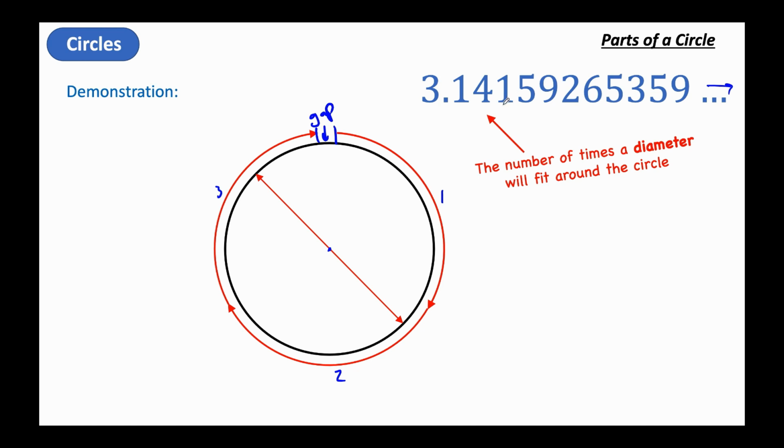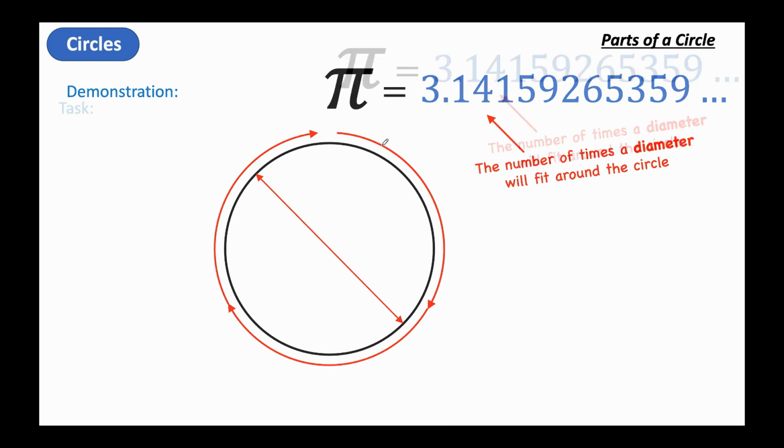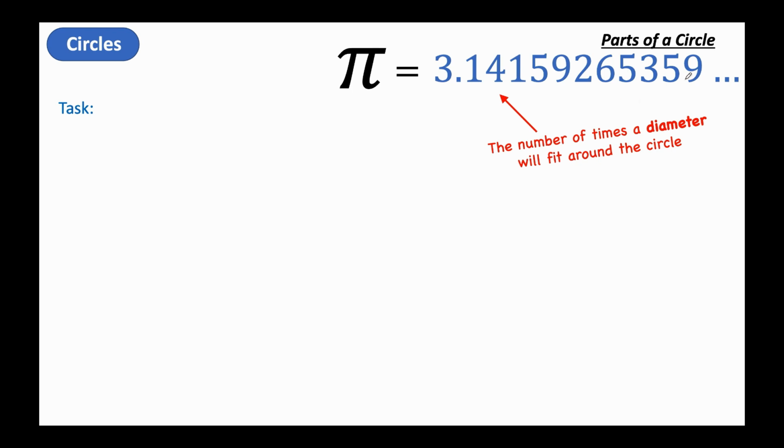So instead we just use a Greek letter, and that letter is pi. Greek letter pi, which you might have heard of. It's spelt slightly differently to the cherry pie that you eat, because there's no E on the end, it's just pi. And that letter just represents this number, just a little bit more than 3. So that's exactly what pi is. It is just the number of times that you could fit a diameter around a circle.